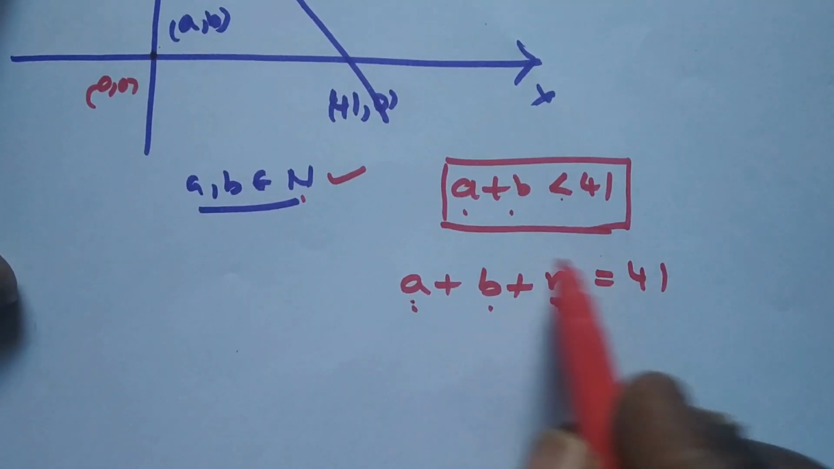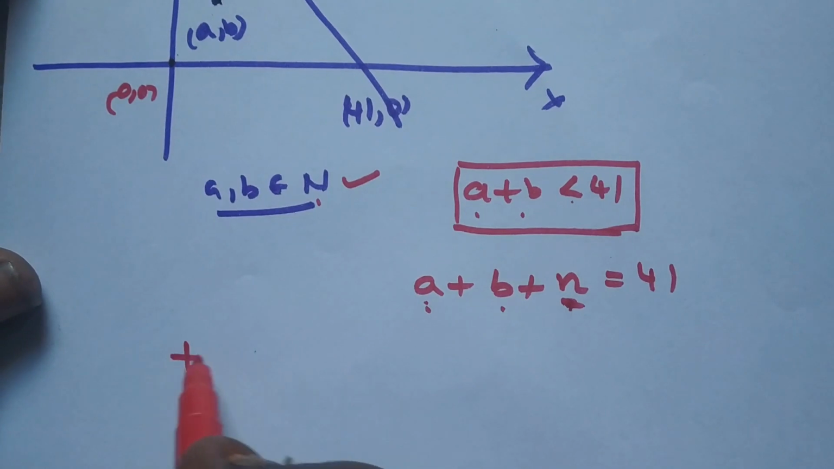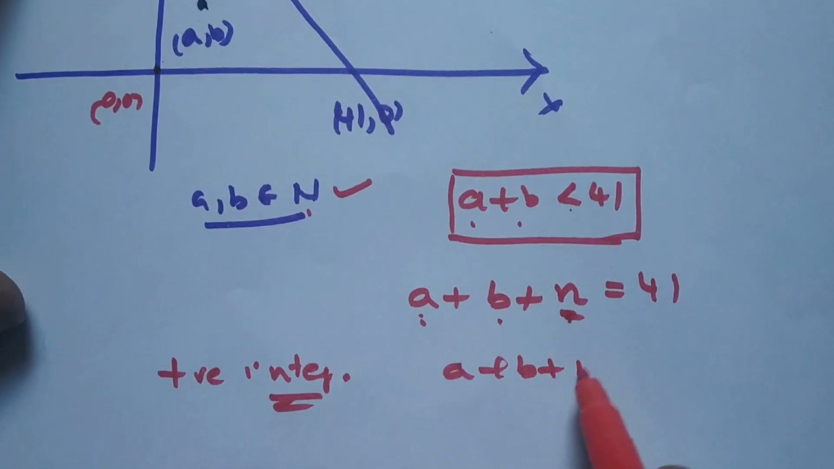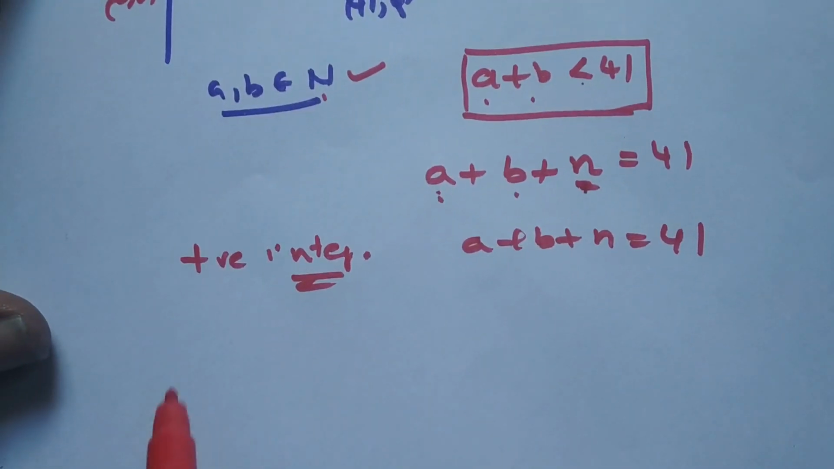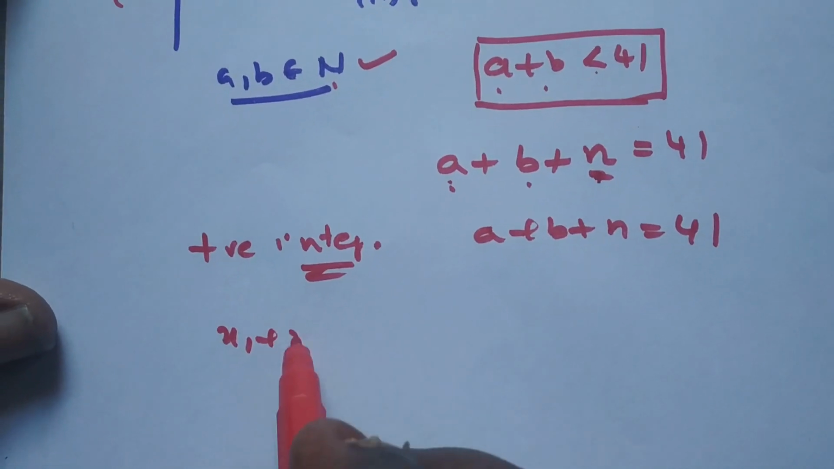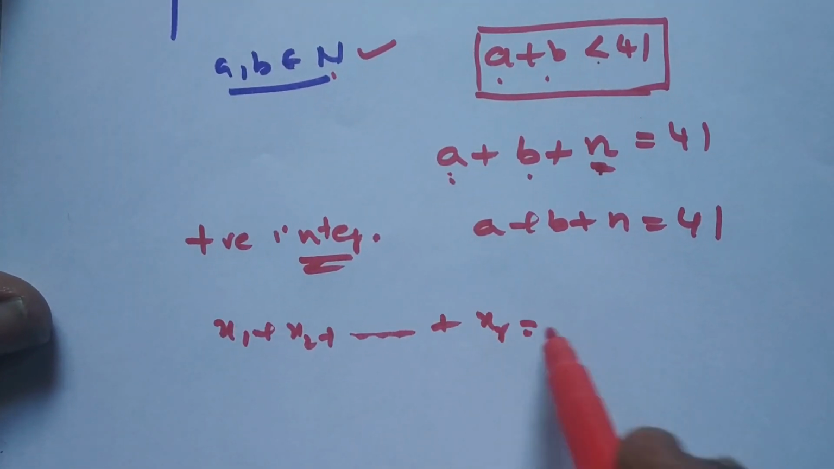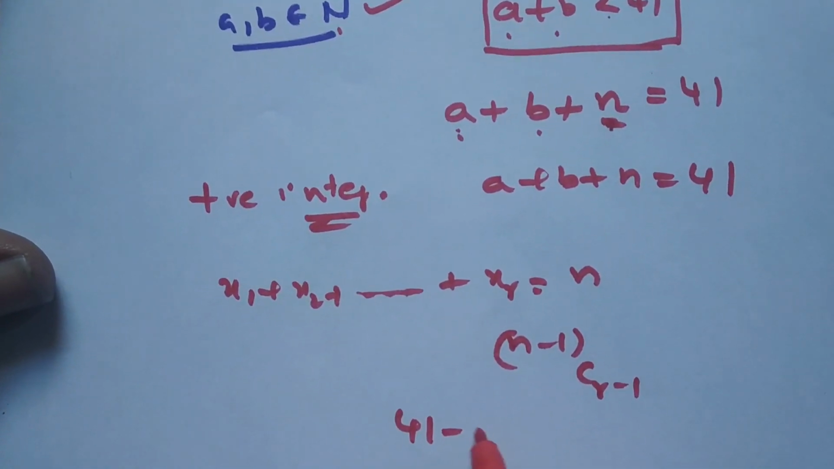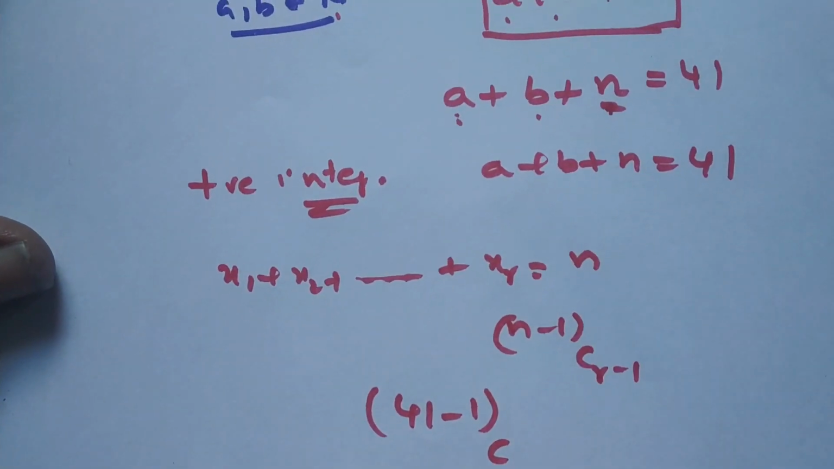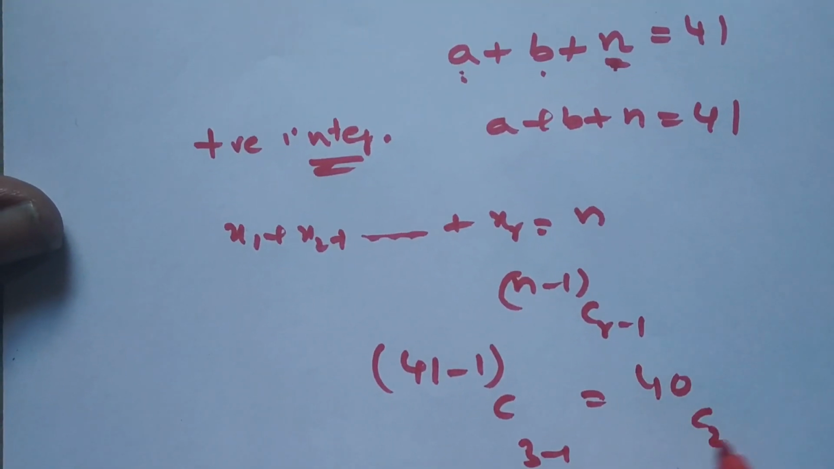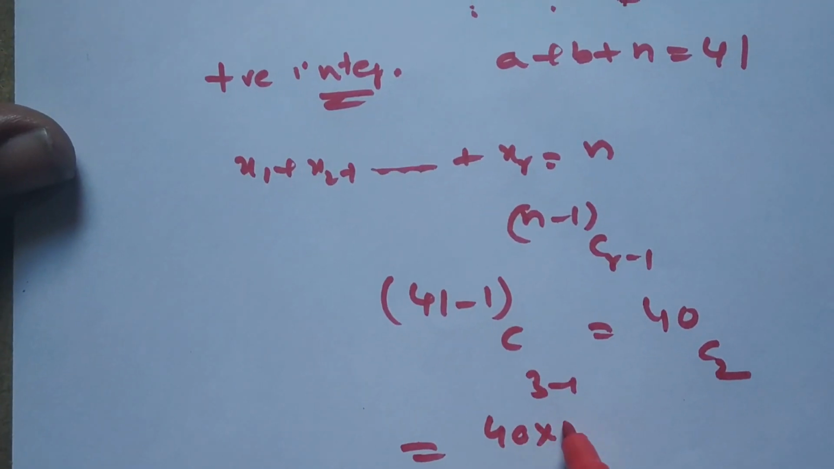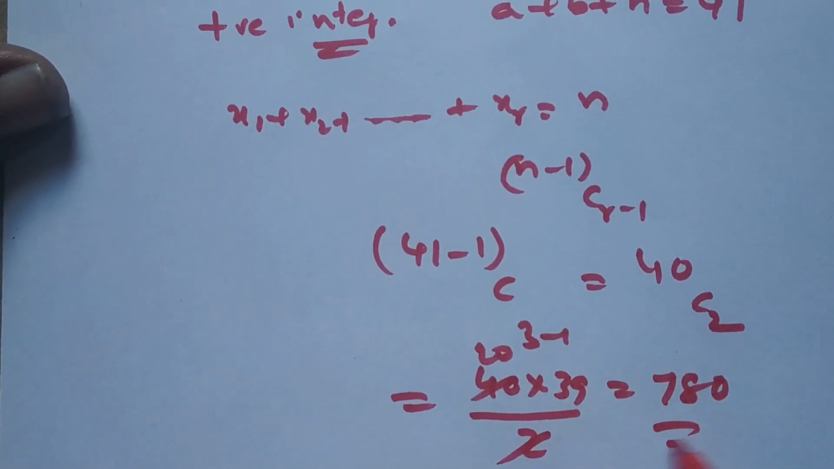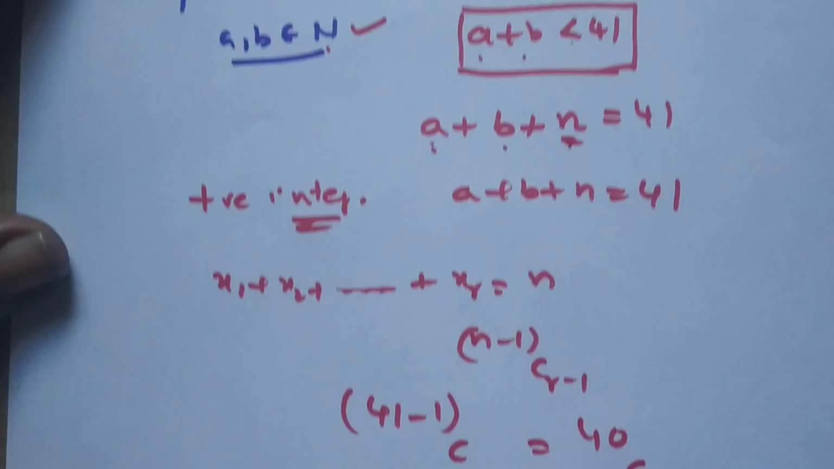Now we have to find the number of positive integral solutions of a plus b plus n equals 41. We know that the number of positive integral solutions of x1 plus x2 plus and so on up to xr equals n is n minus 1 C r minus 1. So 41 minus 1 C, what is r here? 3 minus 1, that is 40 C 2. 40 C 2 is how much? 40 into 39 by 2, that is 20 times 39, which is 780. So the number of such points inside the triangle is 780.